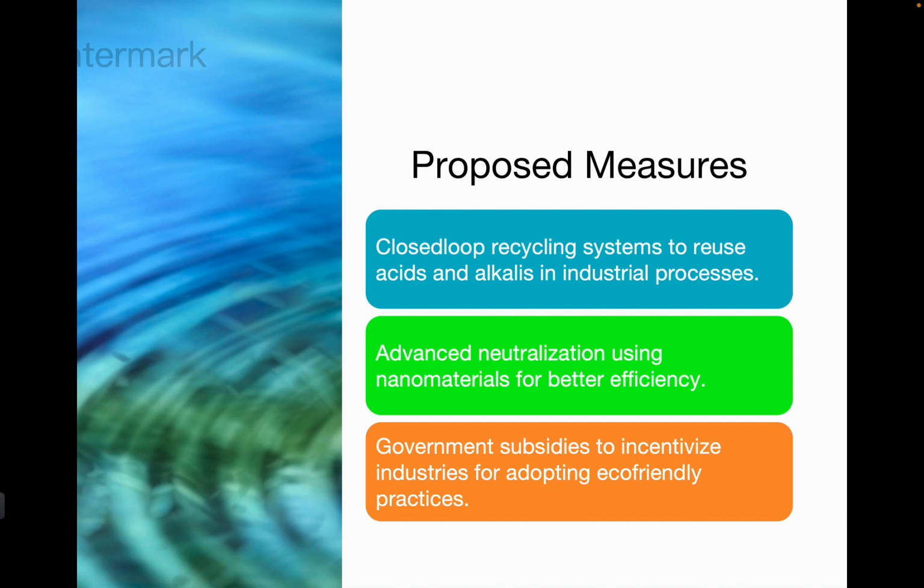To further reduce waste production, industries can adopt innovative solutions such as closed-loop recycling systems, which allow spent acids and alkalis to be reused continuously within industrial processes, minimizing disposal needs. Advanced neutralization techniques such as using nanomaterials can enhance treatment efficiency while lowering environmental impacts. Governments should incentivize these practices through subsidies and tax benefits for adopting eco-friendly technologies. Such measures not only reduce hazardous waste but also improve economic sustainability by cutting waste management costs.